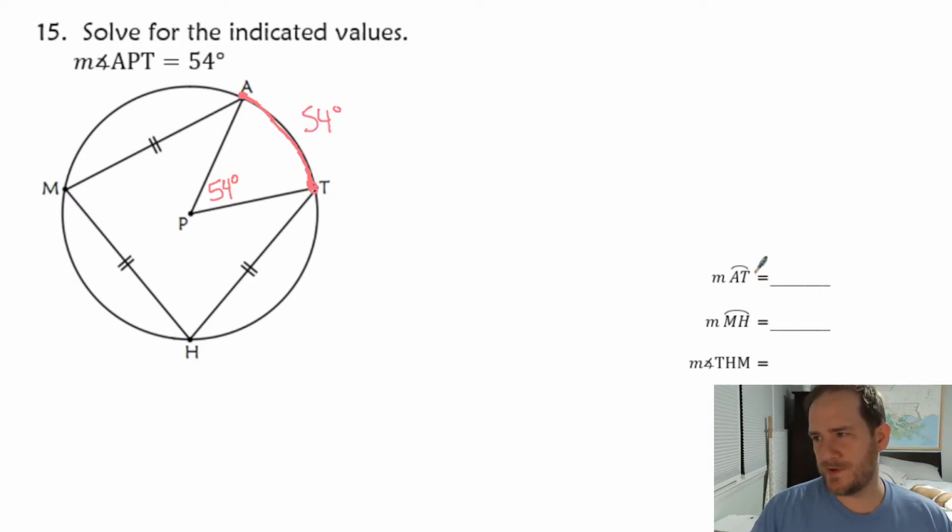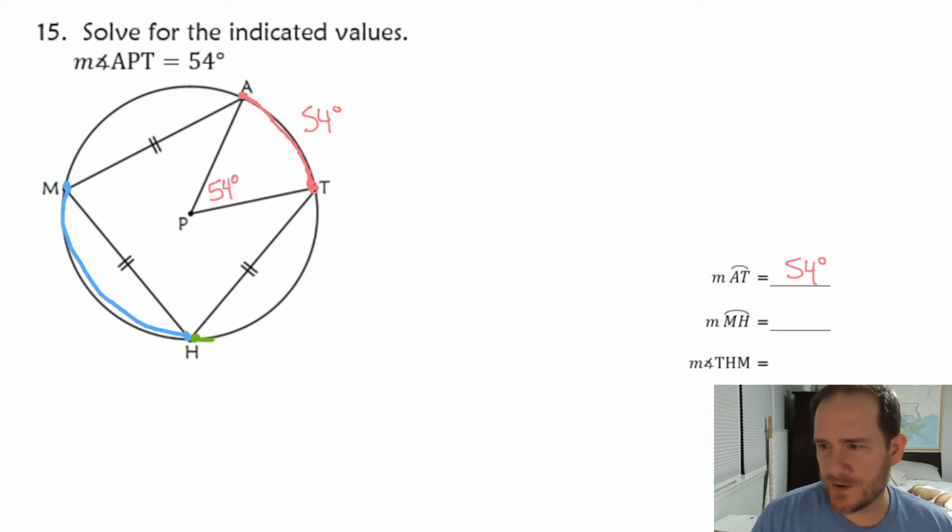So what do they want? They do want that arc. That arc's just going to be 54. No math to show for that. You just know they're equal. Then they want MH. And so MH is just this random arc over here that I guess will be blue. Not so good at tracing. Then there's this other arc over here called HT. There's this other arc over here called MA.